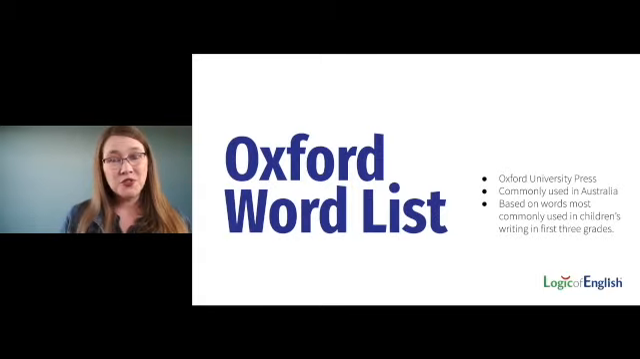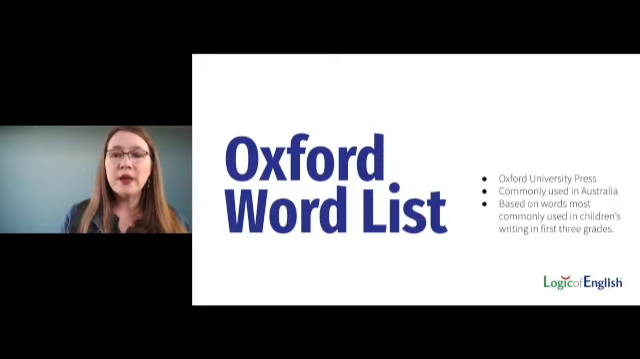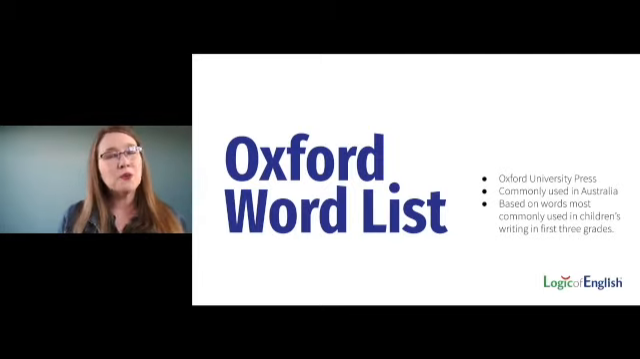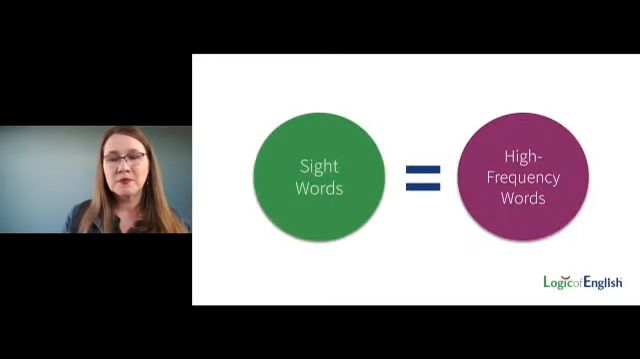Another commonly used word list in Australia is called the Oxford word list. And I find this one interesting because it's used in Australian schools and it's based on words that children most commonly write themselves in the first 3 grades. So it's looking at what words children are using and wanting to identify those so that children can be instructed in them for reading and writing purposes.